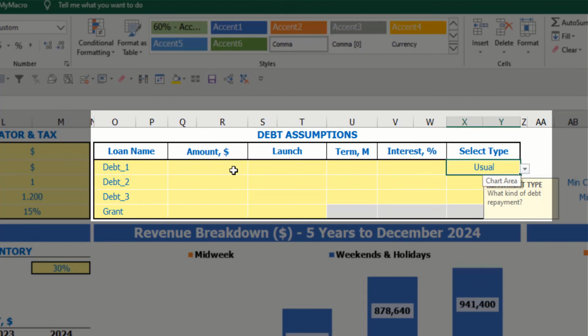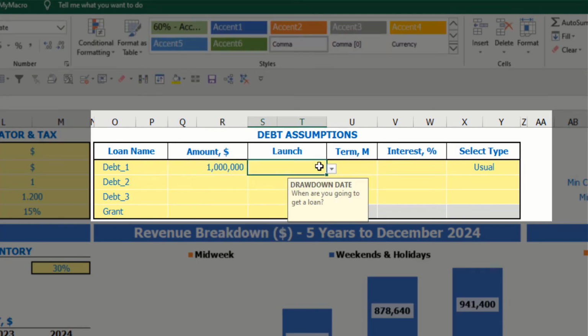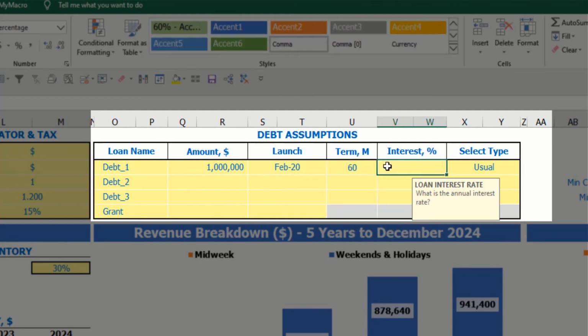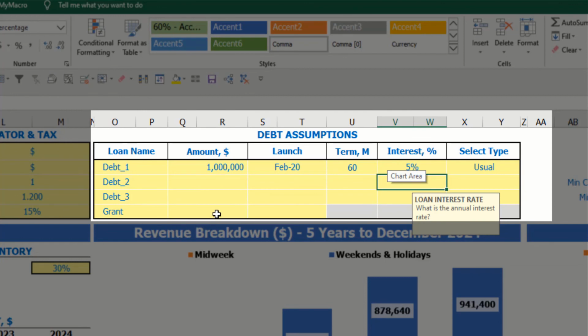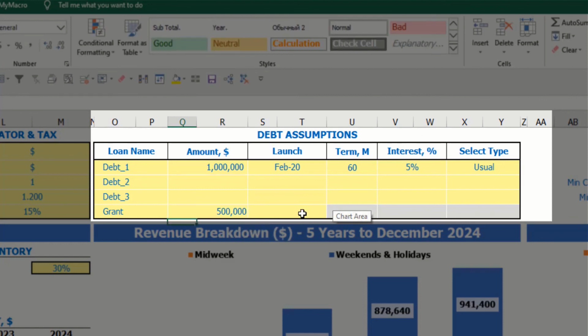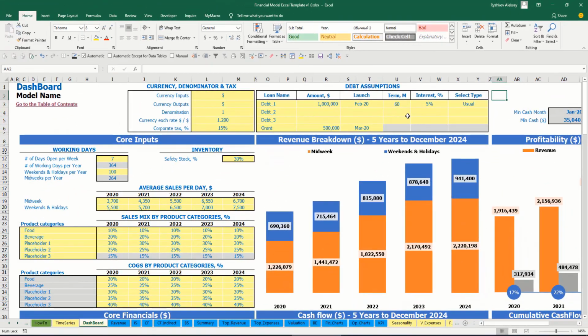Let me give you an example of how it works. So you may input some amount of the debt, the launch date, term will be 60 months, and interest can be 5%. You may also input the grant, which is just a simple amount paid in some specific months, and that's it. No repayments, no terms in terms of interest.